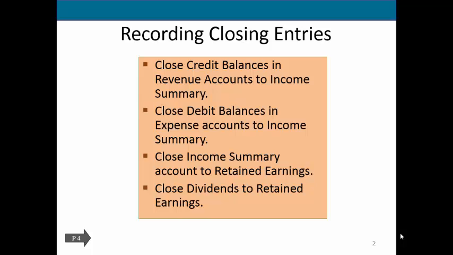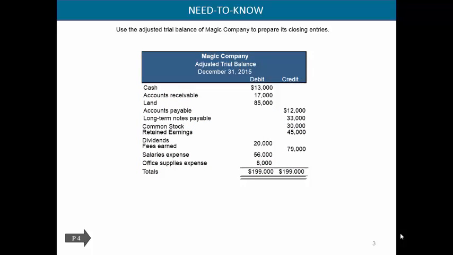You then look at whatever balance you have in income summary, and you close that out with either a debit or a credit, depending on if you had income or a loss, and we close it into retained earnings. Dividends does not go through income summary because dividends are not part of your income. Dividends are simply a reduction to retained earnings. So we'll close that directly to retained earnings. Let's look at how we actually do this.